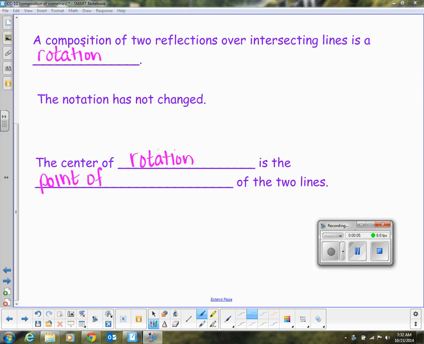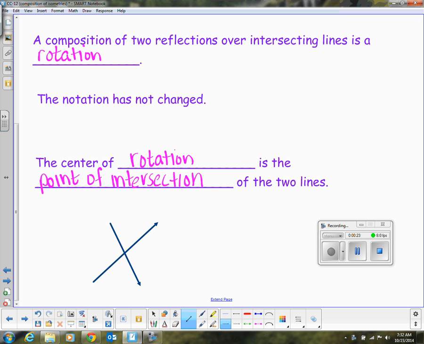All right, so a composition, take notes. Composition of two reflections over intersecting lines is a rotation. Center of rotation is the point of intersection of the two lines. So if you have two lines that intersect, and I were to take a point, let's say, and I were to rotate it and then rotate it again, this is the center of rotation.